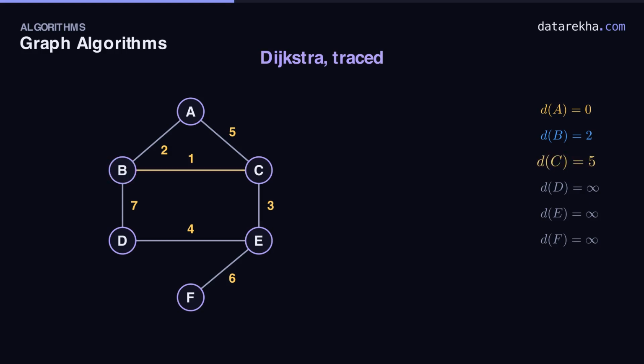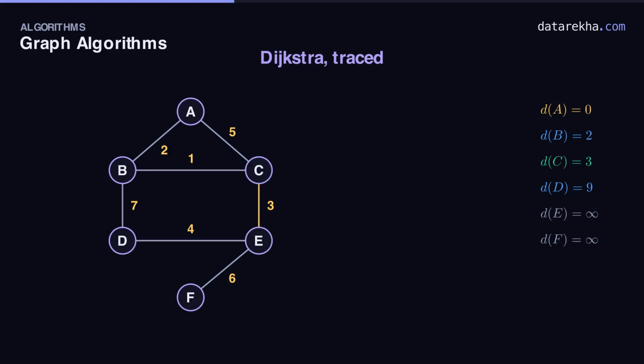Next smallest is B at 2. Settle B. Relax its edges. And here's the moment that makes Dijkstra shine. B to C costs 1, so through B, C would be 2 plus 1, 3. That beats C's old 5, so we relax it. C drops to 3. B to D costs 7, giving D a first value of 9.